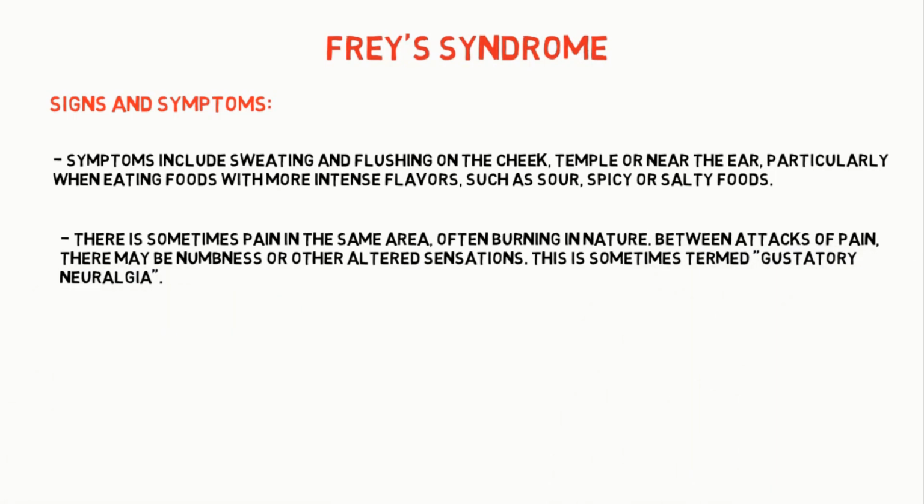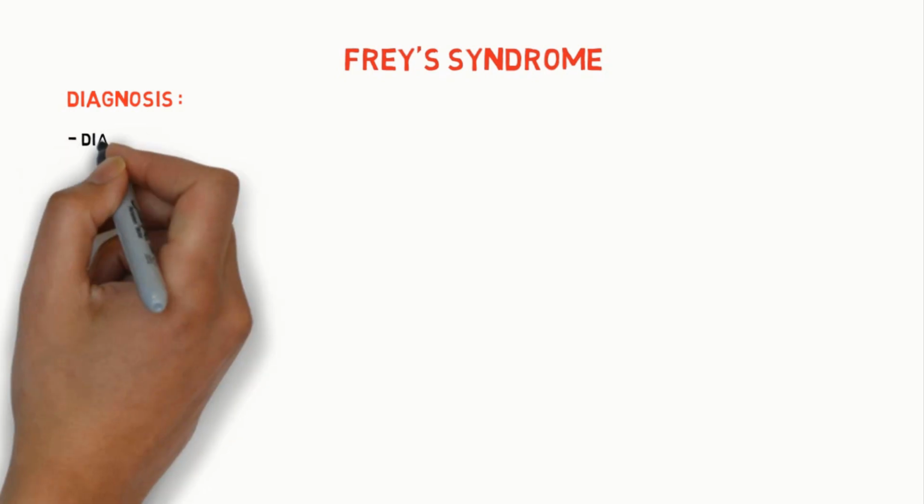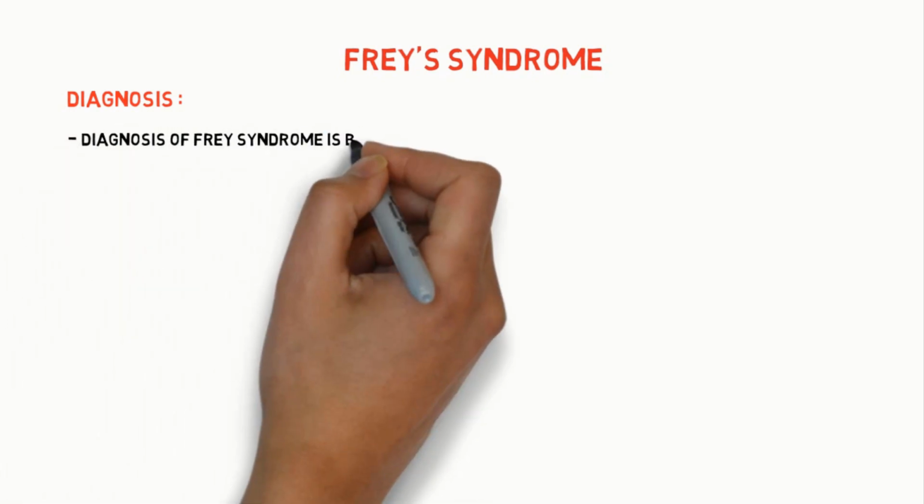Between attacks of pain, there may be numbness or other altered sensation, paresthesia or anesthesia. This is sometimes known as gustatory neuralgia.